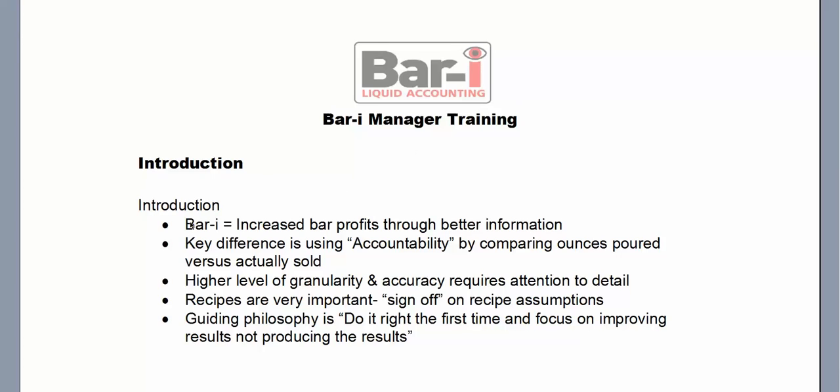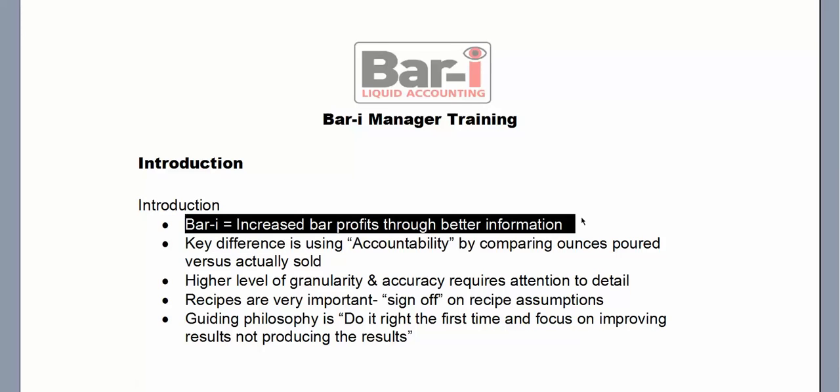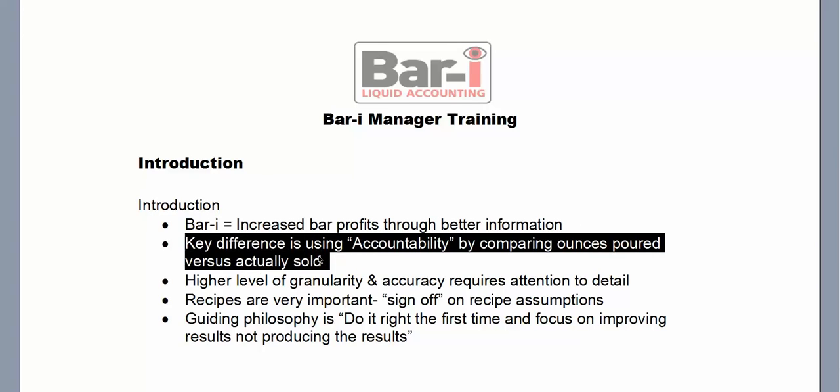So what is BarEye? BarEye is a service company. All we do is inventory for bars and restaurants, and our aim is to make bars more profitable by using information more intelligently. The key difference with BarEye is accountability. Accountability we define as comparing how many ounces were poured versus how many were actually sold, and this contrasts with what most bars are currently doing in the way of inventory.